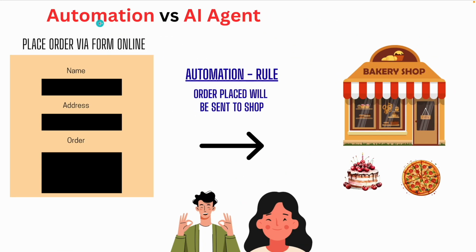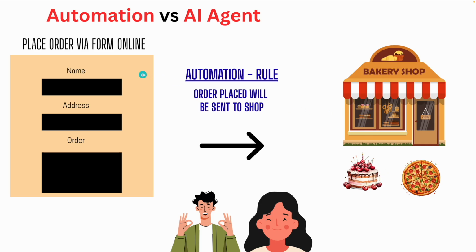Many people ask what is the difference between automation and AI agent. So let's try to understand the difference between automation versus AI agent with the help of an example. Suppose I have a bakery shop, and in my bakery shop I sell two things, let's say cake and pizza. So these are the two items I sell in my bakery shop.